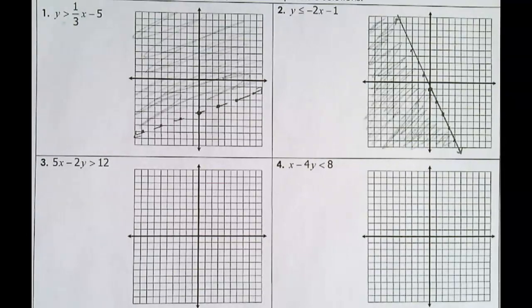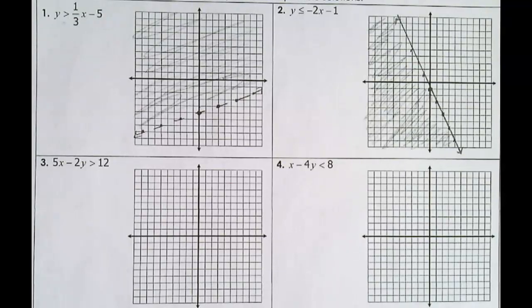All right, number 3, 5x minus 2y is greater than 12. As we're working here, you should be pausing this video and moving through at your own pace. Don't try to work backwards. Stop, draw it out, and then move to the next one. 5x minus 2y is greater than 12.